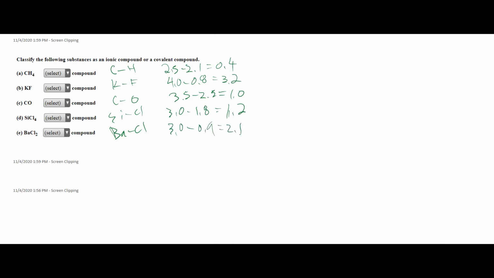And so now we can start to classify them. So 0.4, that's that cutoff. And so if we wanted to get really picky, that's our nonpolar covalent. So that's going to make it a covalent compound. 3.2, well, that's enough for it to be an ionic bond. And so that's going to make it an ionic compound. 1.0, that's polar covalent, making it a covalent compound. 1.2, still polar covalent.